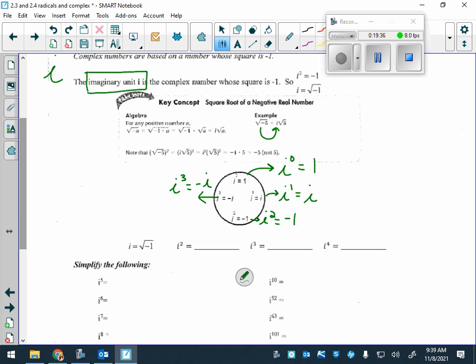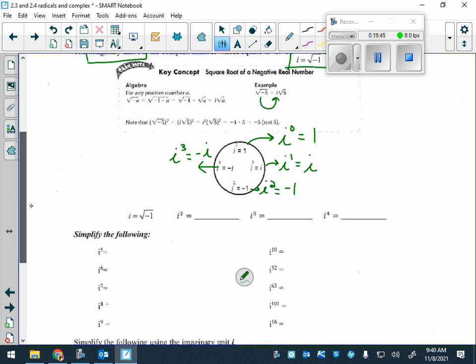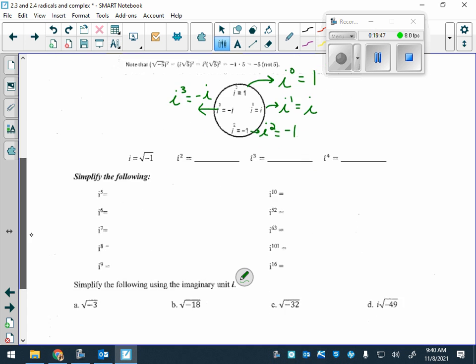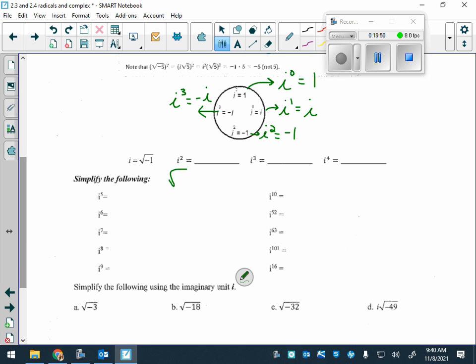i is the square root of negative 1. That's why if we see a negative inside the radical, an i comes out. How we get to i squared is what happens when we multiply a radical by itself. What's the square root of negative 1 times the square root of negative 1? Do we get the same number inside? Yes. So this is negative 1. When you multiply a radical by itself, you get the number inside.